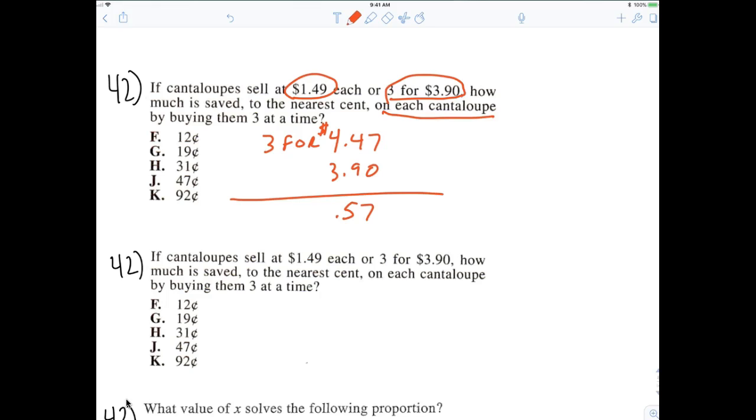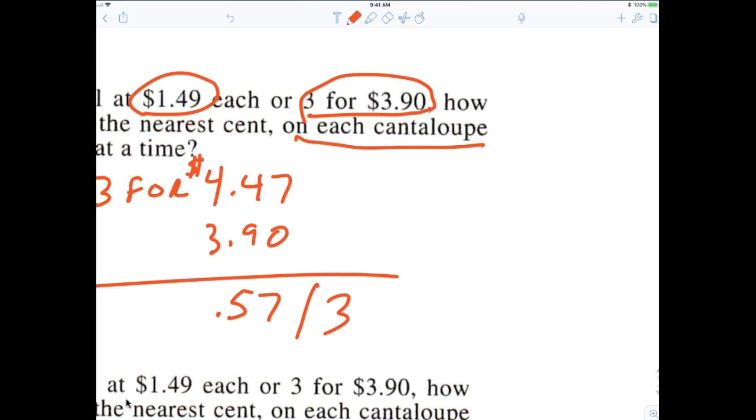Wasn't it 447 minus 390? I think so. Okay, so here we go. We're at 57 cents. I saved 57 cents for what, though? For 3 of them. All right. But it wants to know how much do I save on each? 19 cents. I got 19 cents, but I can't remember. Yeah, you got 19 cents by taking $3.90 and dividing it by 3. So you would pay $1.30 instead of $1.49.